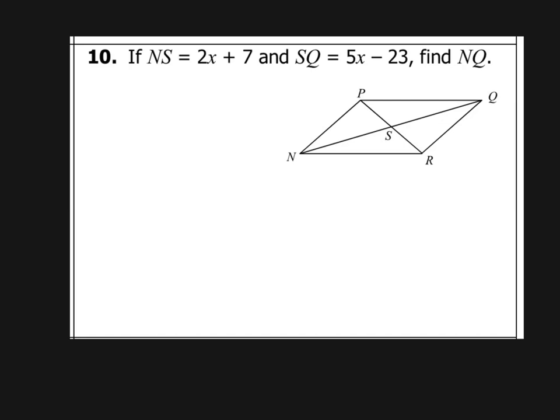Okay, again, I have 2x plus 7, and I have 5x minus 23. So now what do these have to do with? NS is the length of some sort of segment. So where is NS? It's right here. And then I also have length SQ. Where's that? That's right here. So this is part of a diagonal.